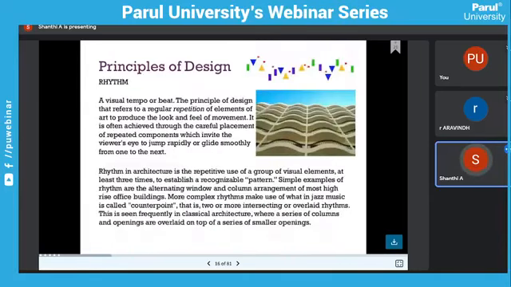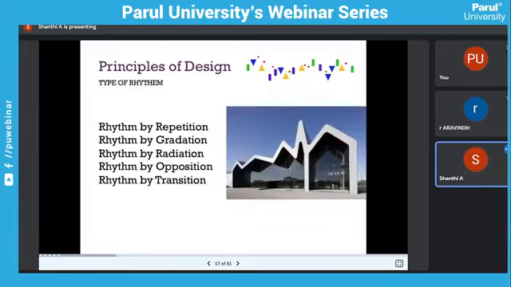And then rhythm. Rhythm is nothing but a repetition of something, which gives us a feel of something in a flow. Something is having the same kind of objects repeated again and again. We call it rhythm, which has its own flow. We can see a pattern in rhythm. We can create rhythm using repetition, gradations of colors, radiation, oppositions, transitions.